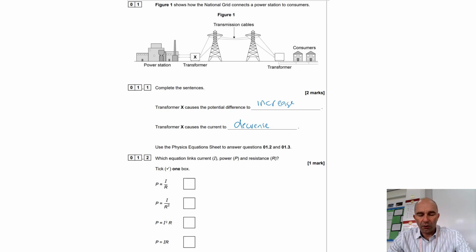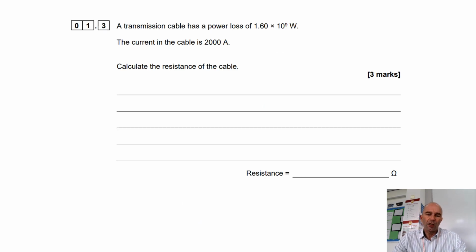Now, although it says in this next question, 1.2, use the physics equations sheet, as far as we're aware, you're not going to have the equations sheet for 2025, so you can ignore that bit. So you just need to know these equations, and there's only one option. Power is current squared multiplied by R. Now, this is a typical exam question. You just have to pick out the correct formula, and then the next question is always using that formula. So we're going to be using power as current squared multiplied by resistance.